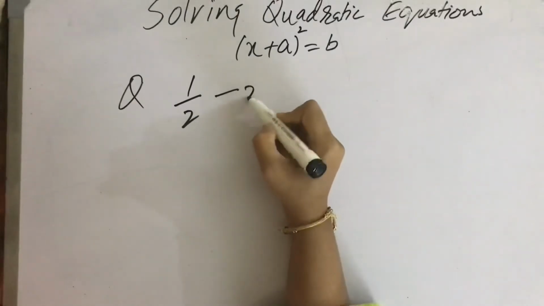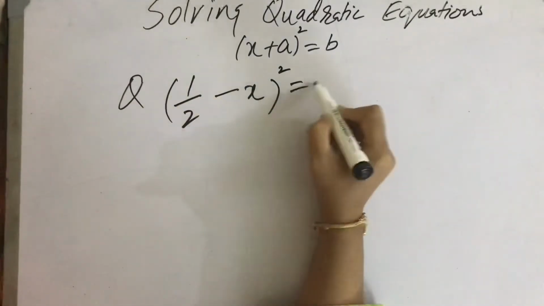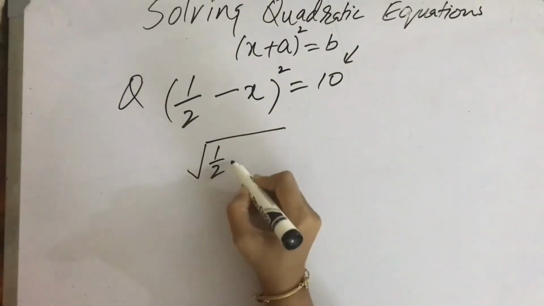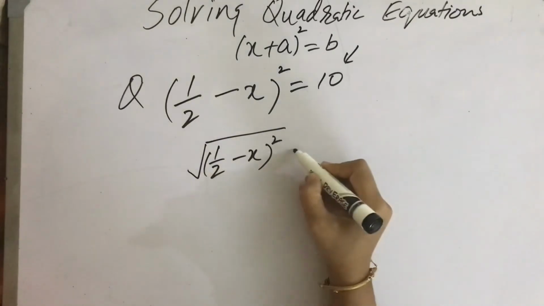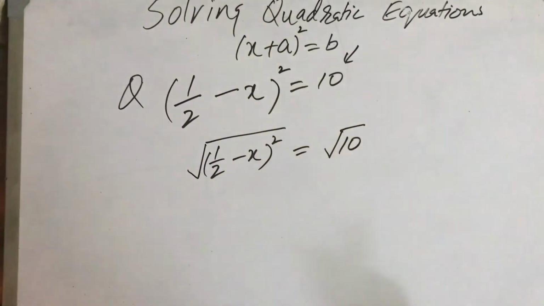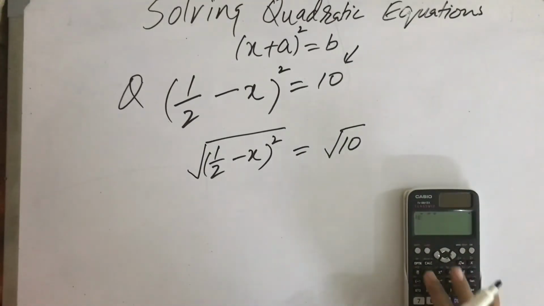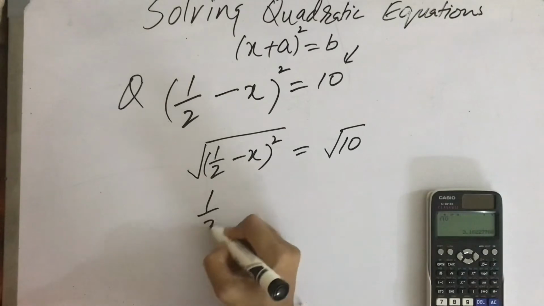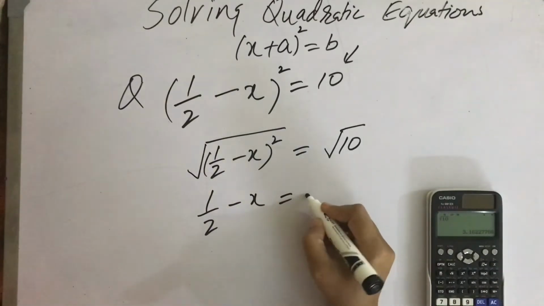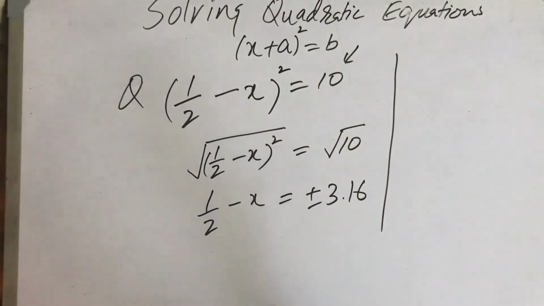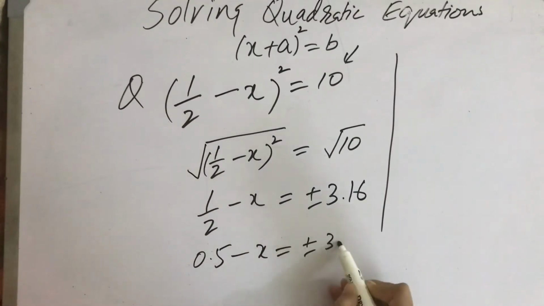Next, (1 by 2 minus x) square is equal to 10. 10 is not a perfect square, so you will have two values which will be in decimal. So when we shall take the square root of 10, we will have 3.16. Half minus x will be plus minus 3.16. Now we take this half as 0.5. 0.5 minus x equals to plus minus 3.16.